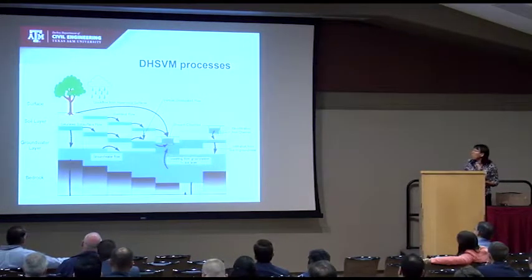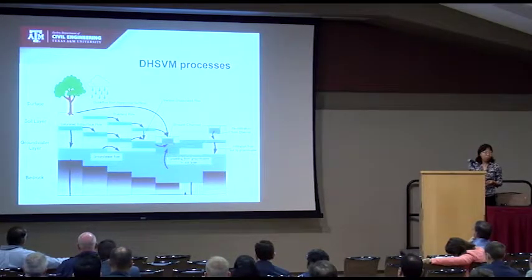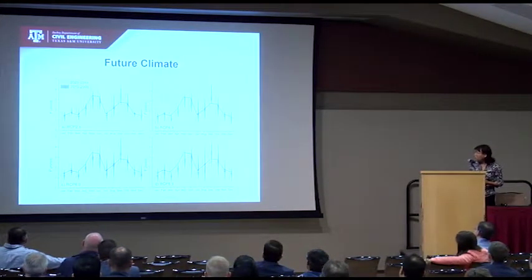Here is just a schematic of the hydrological processes it involves. Basically, it's a rainfall-runoff model. You have the precipitation, and then there's surface runoff, and then there's the infiltration, and then we have the channel flow, and with the routing, we use a linear reservoir routing, and our routing is a 1D model.